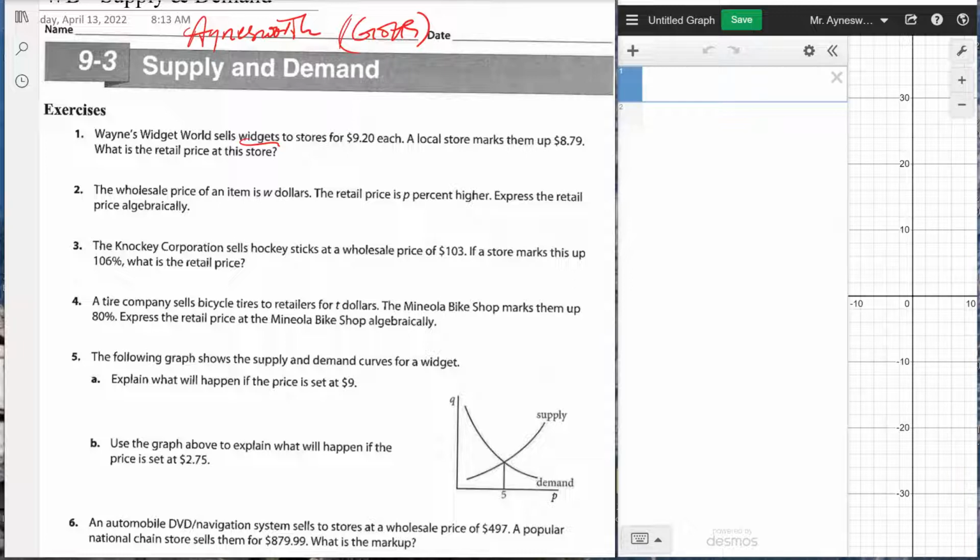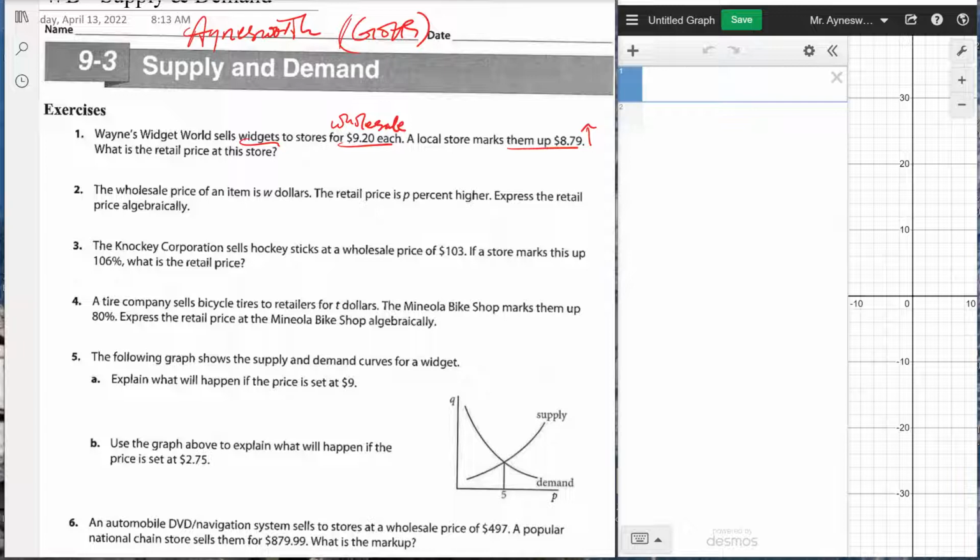So we're selling widgets here to stores for $9.20 each. That's the wholesale price. A local store marks them up $8.79 because they need to make some money, right? So Widget World sells it to the store, the store marks it up and sells it to you. The question is, what's the retail price?